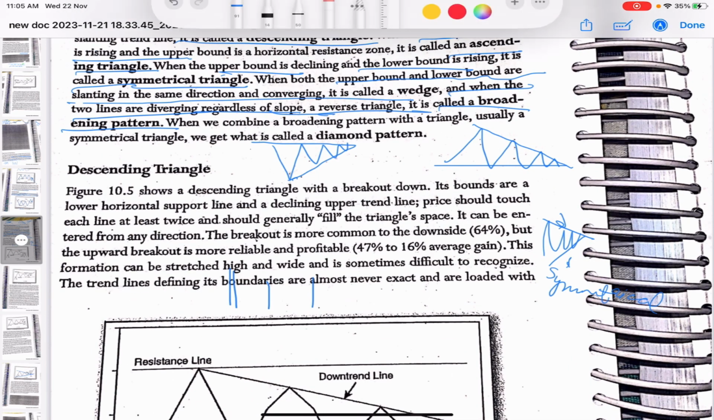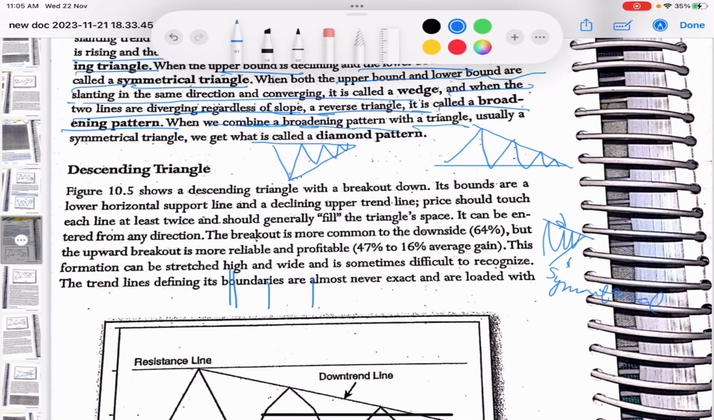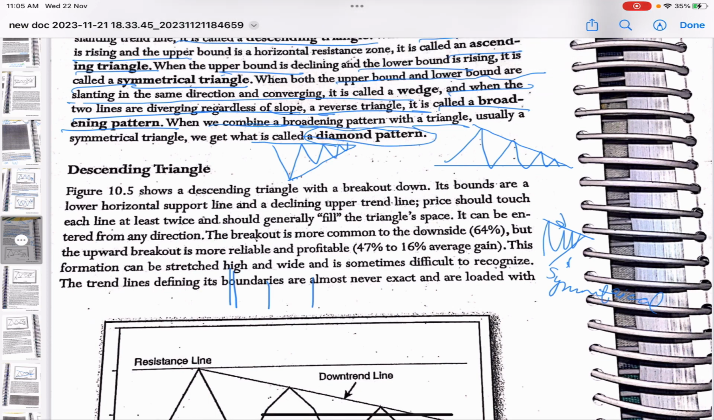Okay. So when we talk about a broadening pattern, we get a diamond pattern. We know what a diamond pattern is because we have discussed it in level 1.